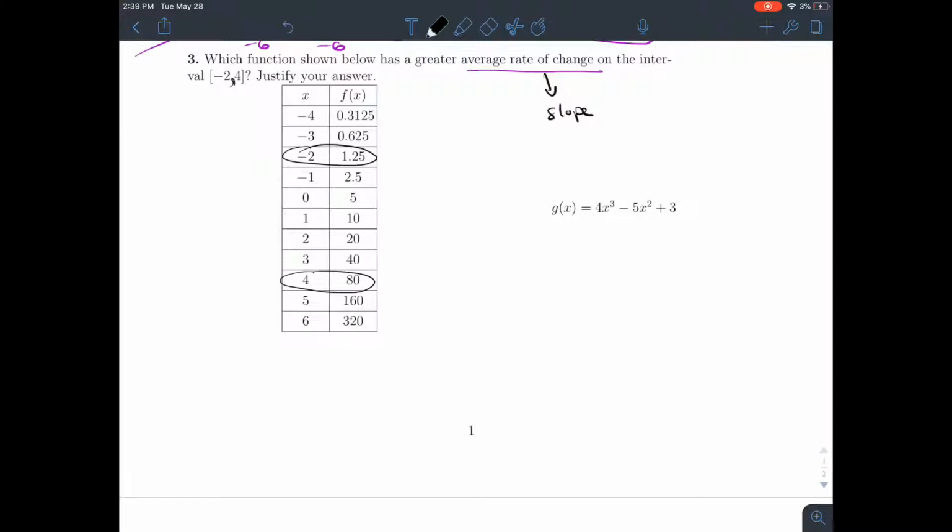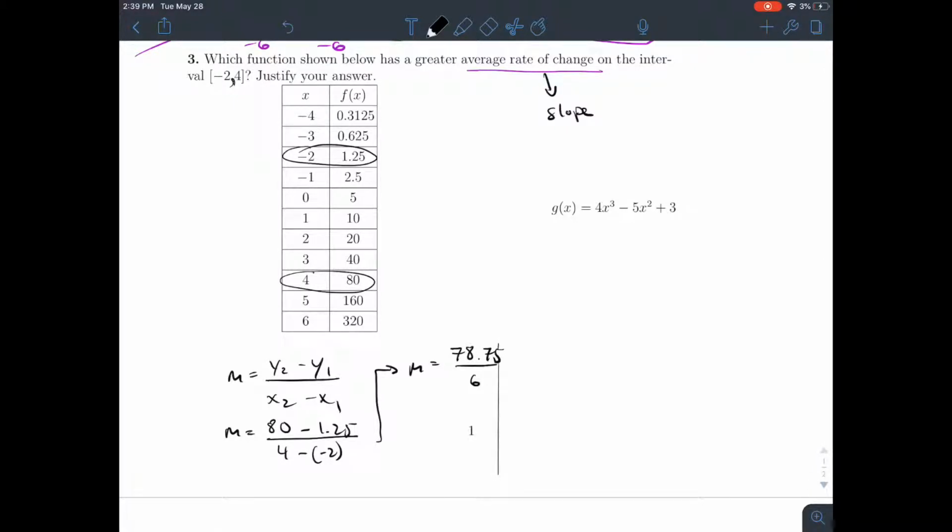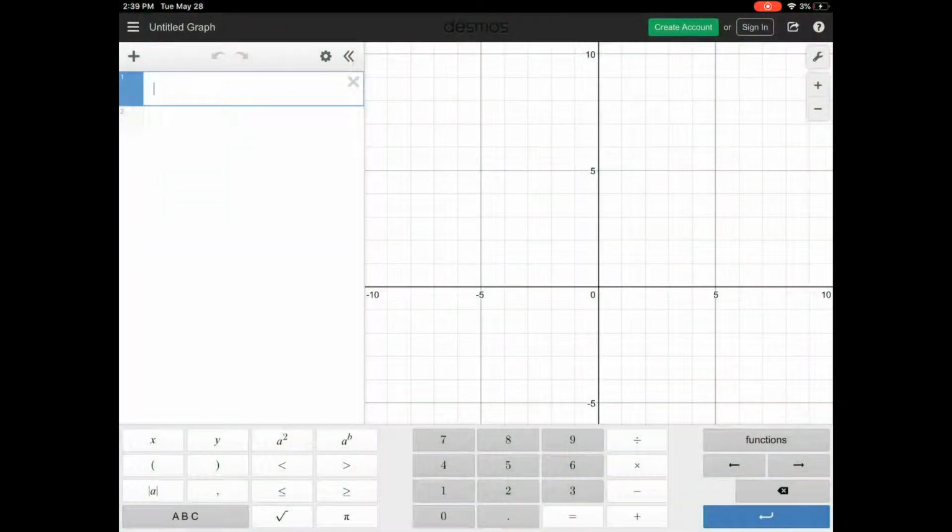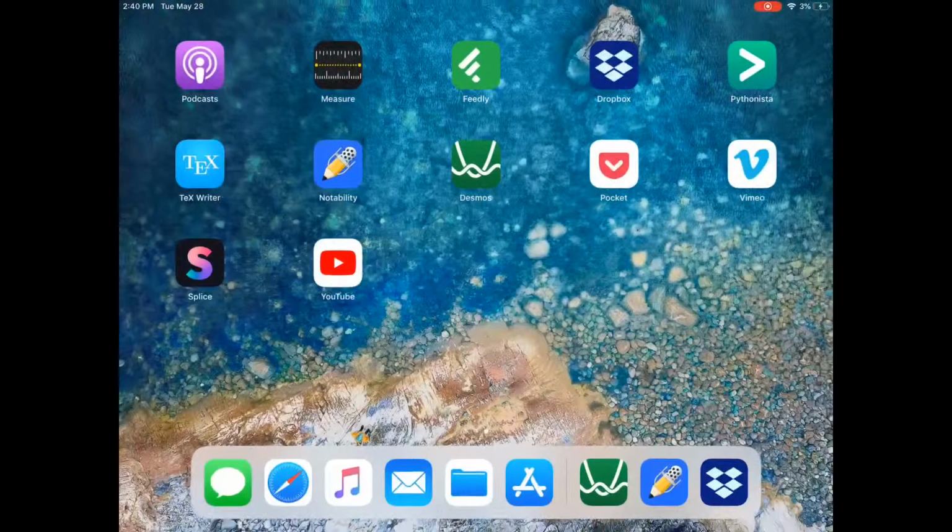So the formula for slope is m equals y2 minus y1 over x2 minus x1. m is equal to 80 minus 1.25, all over 4 minus negative 2. m is equal to 78.75 over 6. Let's see if I have a calculator nearby. I always have Desmos, I guess. 78.75 divided by 6 is 13.125.